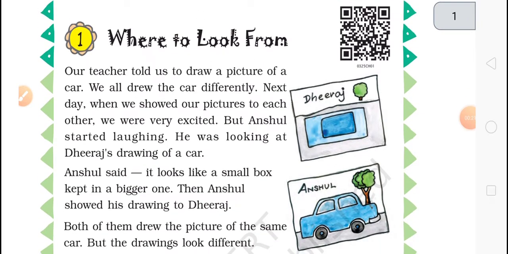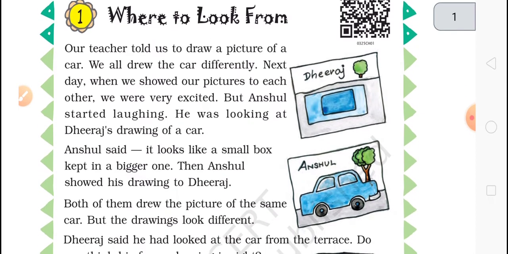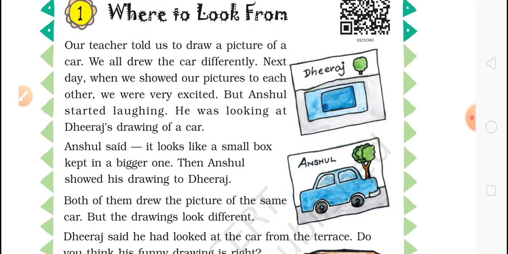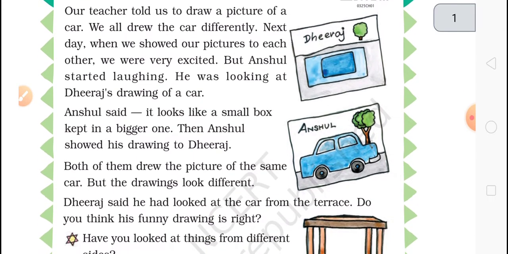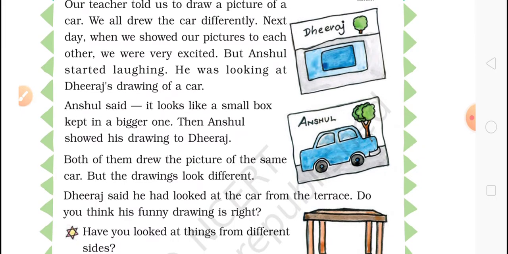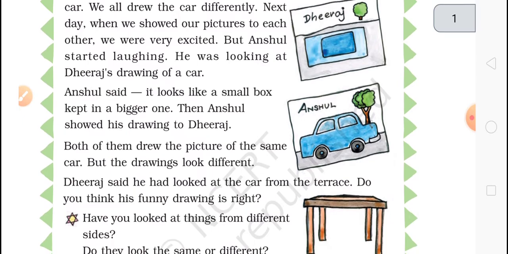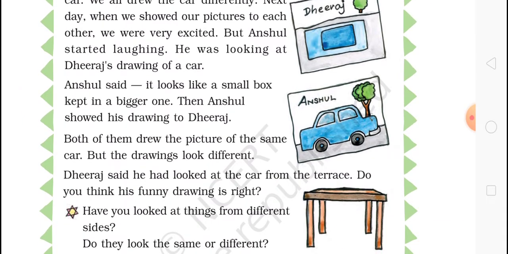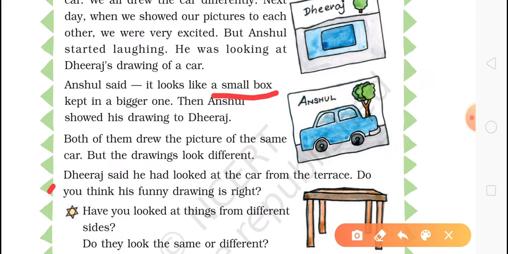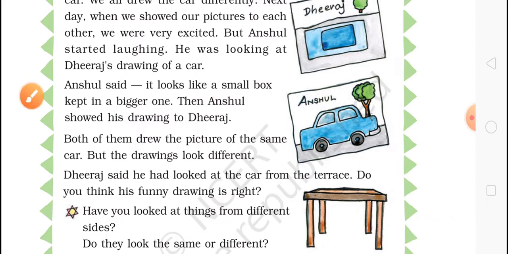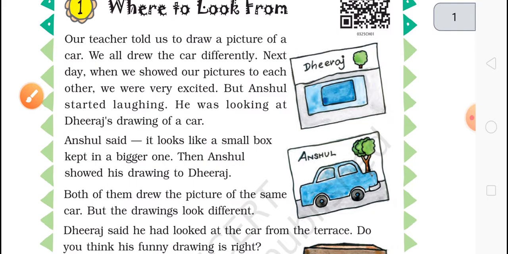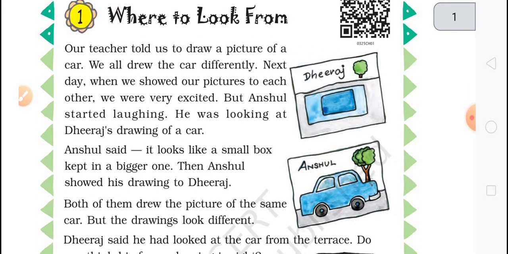Our teacher told us to draw a picture of a car. We all drew the car differently. Next day, when we showed our pictures to each other, we were very excited. But Anshul started laughing. He was looking at Dheeraj's drawing of a car. Anshul said, "It looks like a small box kept in a bigger one." Then Anshul showed his drawing to Dheeraj. Both of them drew the picture of the same car, but the drawings looked different.